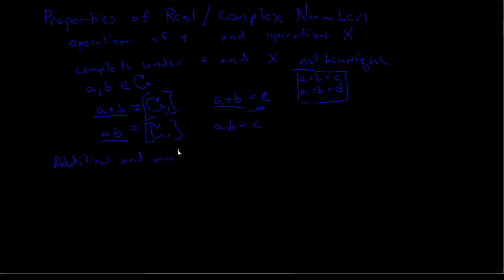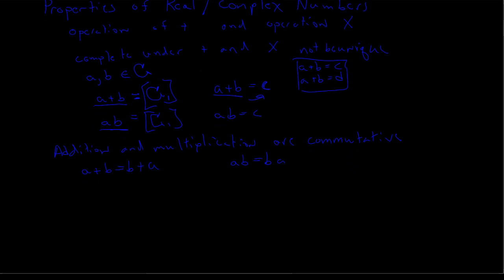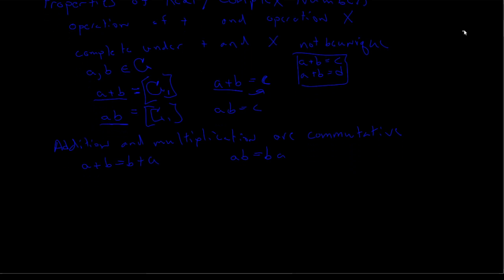Then in addition, addition and multiplication are commutative. A plus B equals B plus A. The order we add does not matter. And A times B is equal to B times A. The order we multiply does not matter. So this is able to commute. So that's what we mean by commutative. I think I'm going to switch to a brighter yellow here.